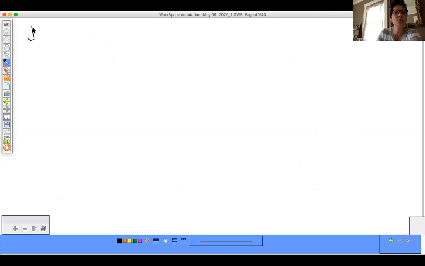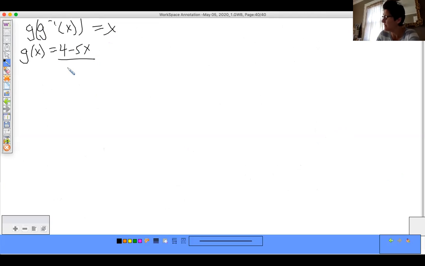And since I want to show that G of G inverse of X equals X, that means everywhere I see a G, so G of X is equal to, I'm just going to rewrite it, 4 minus 5X. Thank you for hanging in there, kids, we're almost done. And then 6X plus 7. And then the inverse is equal to 4 minus 7x over 6x plus 5.